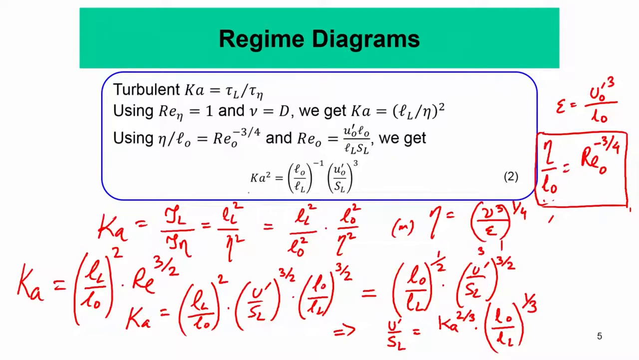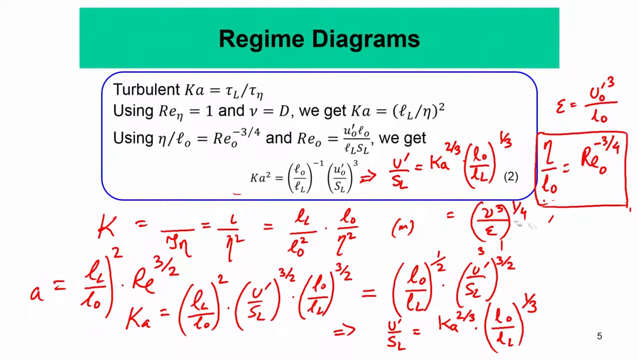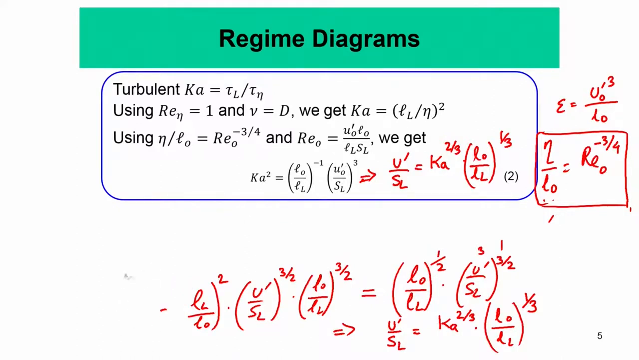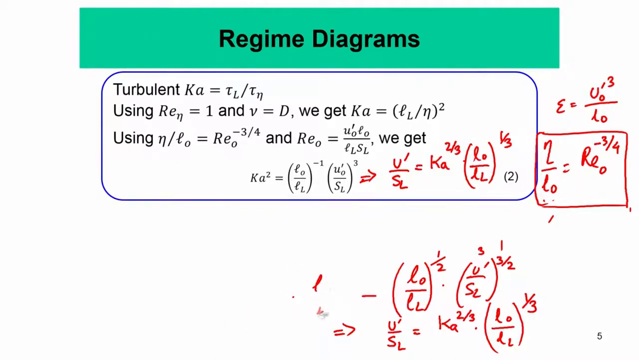So that's what we have got here also. Or we can just write this here. U prime by SL, that is the ratio of the turbulent velocity scale divided by the flame speed scale, is equal to Karlovitz number to the power of 2/3 times L0 by LL, that is the integral length scale by the flame thickness, to the power of 1/3.